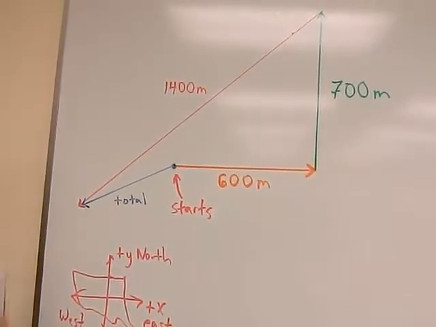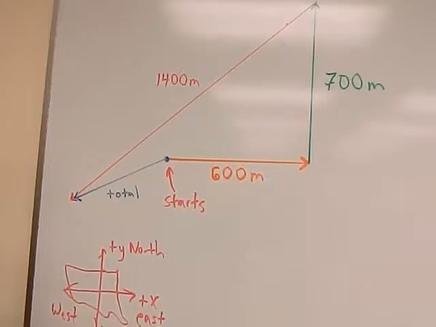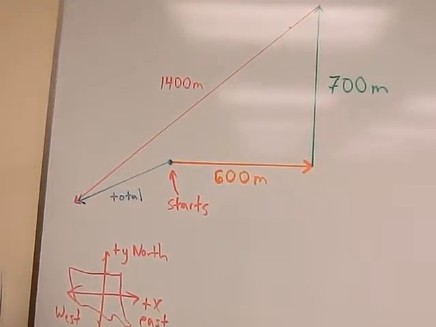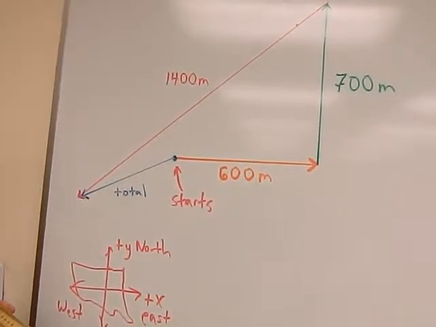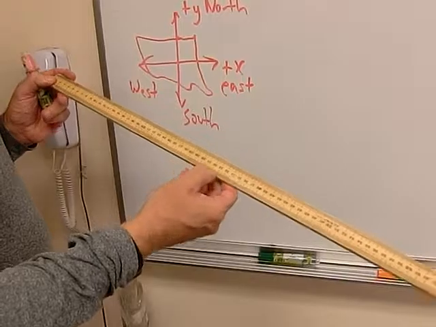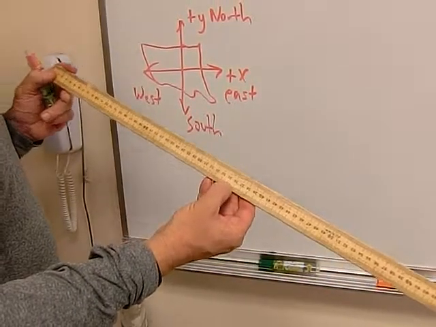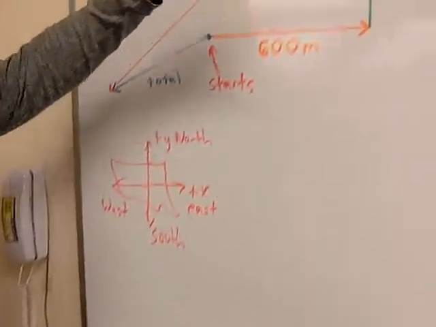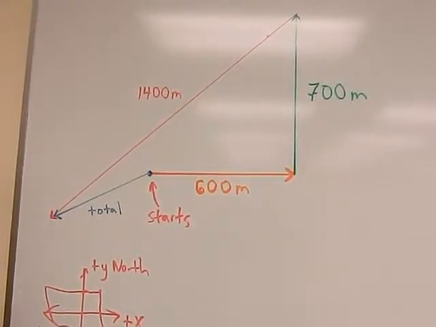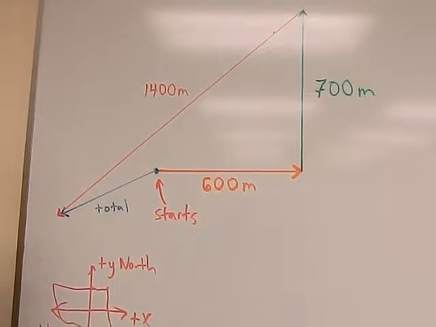Very good. I was careful when I drew these. I drew them all to scale. So I made 600 meters equal to 30 centimeters. I made 700 meters equal to 35. Basically, I divided by 20. And so this is drawn to scale. I even measured the angle. So our picture should correspond nicely to what happened.